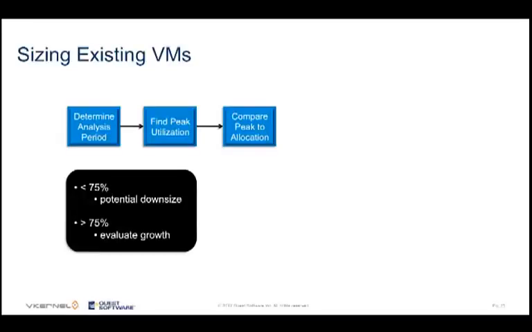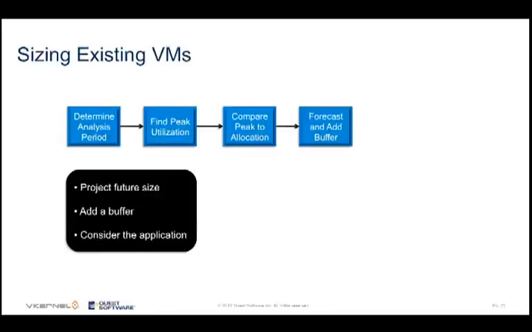Now, if the virtual machine is significantly below 75% in its peak, you might want to potentially downsize that virtual machine. And I say potentially, and I'll expand upon that more in a moment. And then also, if it's above 75%, you're going to want to evaluate the growth of that virtual machine. Is it just peaking at 75% and it hasn't gone above 75% in the past year? Or is it something where it's continuing to get higher?